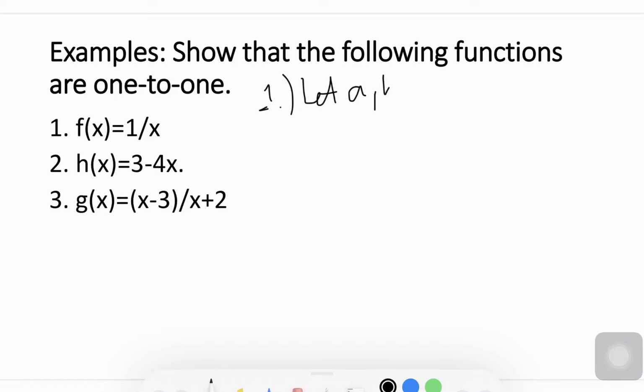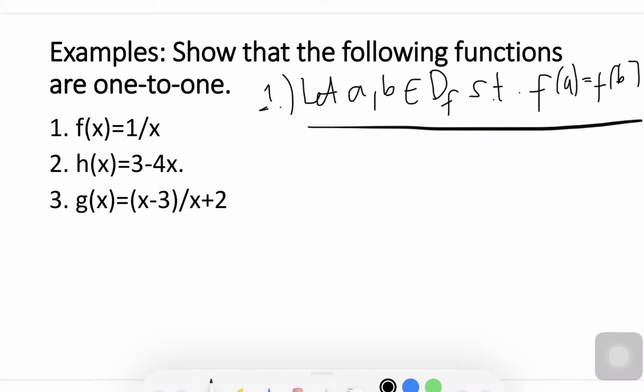Number 1. For number 1, we always do this. Let a, b, or you can use x1, x2, be in the domain of f such that f of a is equal to f of b. So this is always the first part. Then we'll start with f of a equals f of b, and then we will use evaluation of a function. Our variable here now is a, and this one is b.